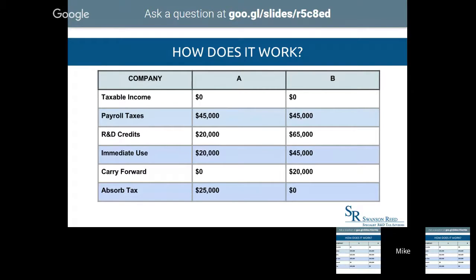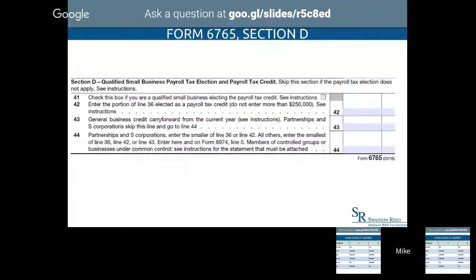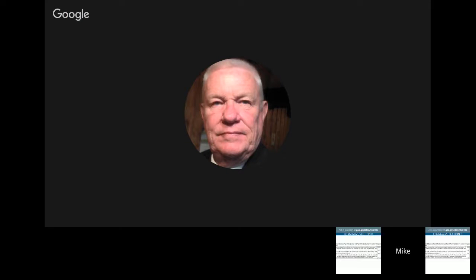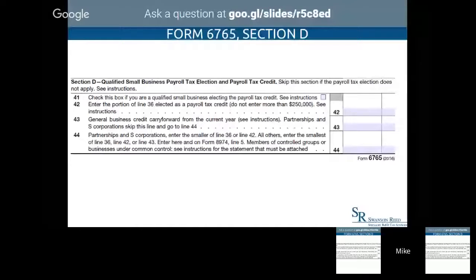Now, how this works is I want to walk you from one form to the next. The form I mentioned earlier is the federal tax form for claiming R&D credits. If you print off a 2015 version of that form and a 2016 version of that form and lay them down side by side, you'll see the main difference is that the 2016 version, the one that will be used when filing taxes this year for the last tax period, in other words, 2016, has added a Section D.